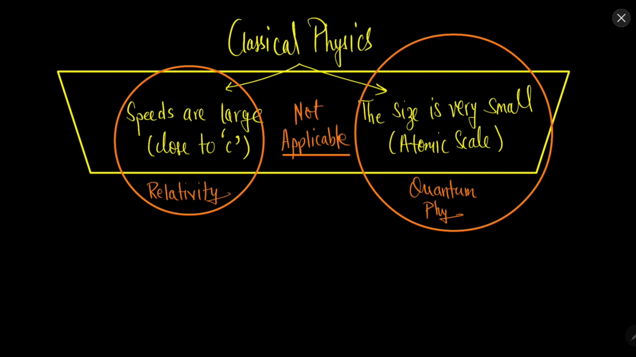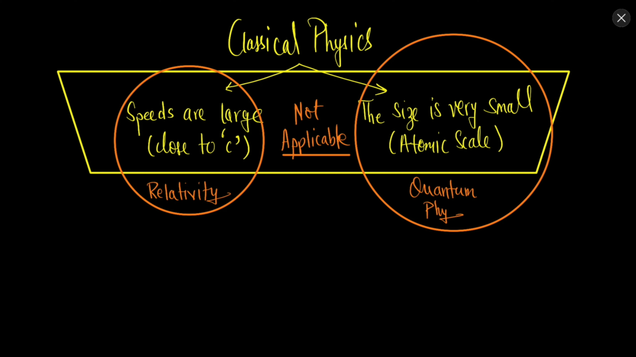So classical physics is not always applicable. When is it not applicable? When the speeds are very large, close to the speed of light, and when the sizes are very small, like atomic scales. So we need different theories. Classical physics is only an approximation in those realms. In the case where the speeds are large, we use the special theory of relativity, and when the objects are small, we use quantum physics.